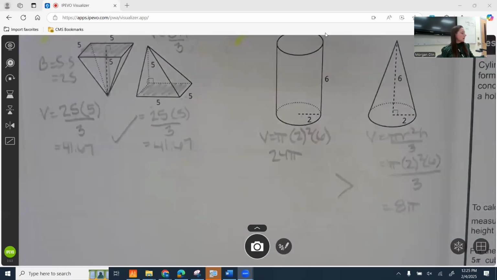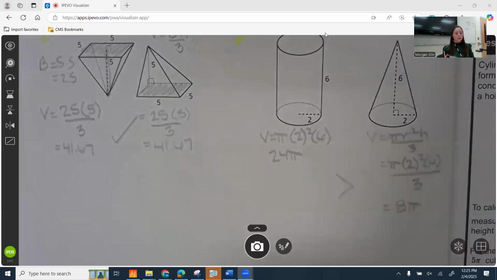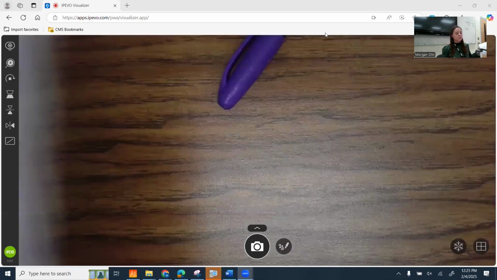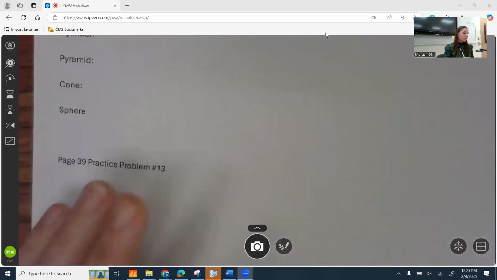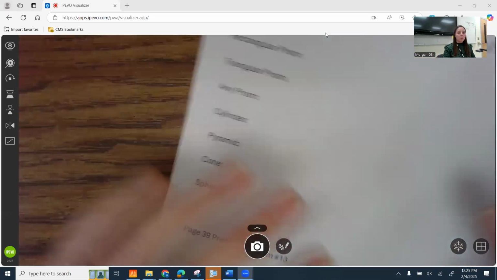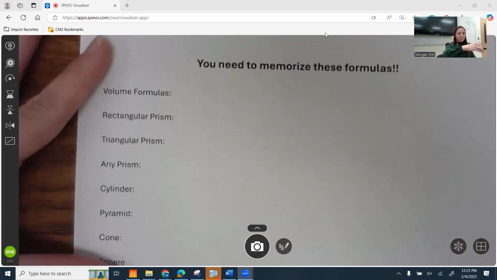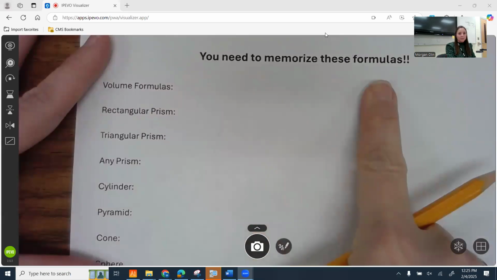One last thing, and grab a sheet of paper, because we're going to write down all these formulas. Some of the formulas are ones that we haven't come across, but you're going to need to memorize them. So I'm going to quickly go over these for you. And again, you need to memorize.